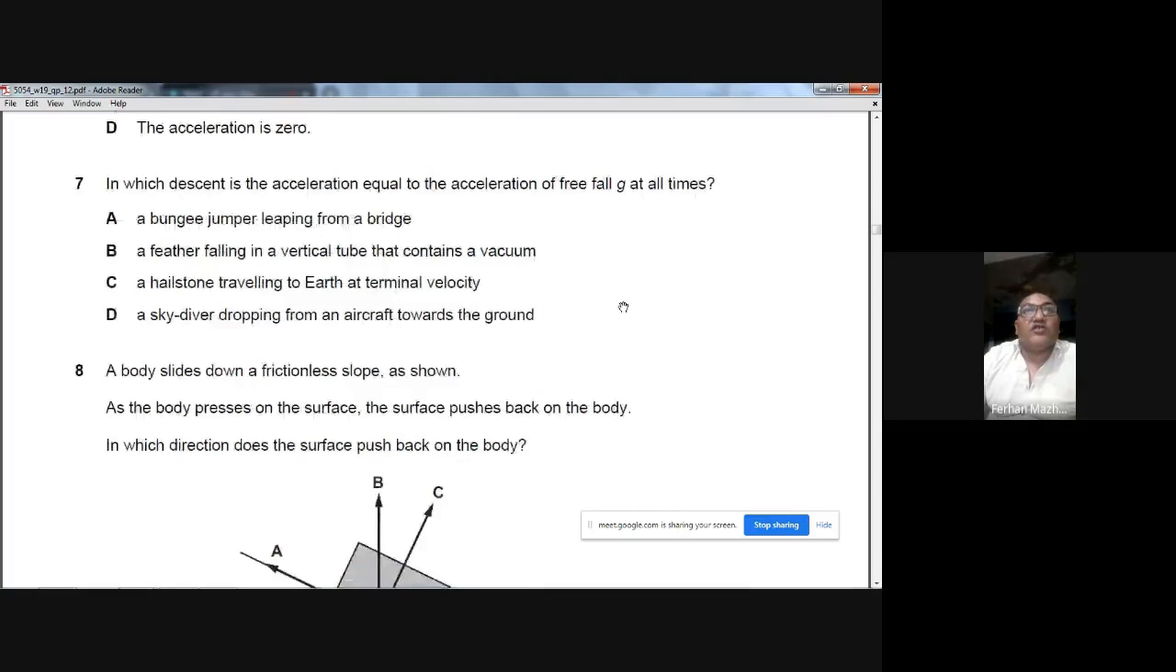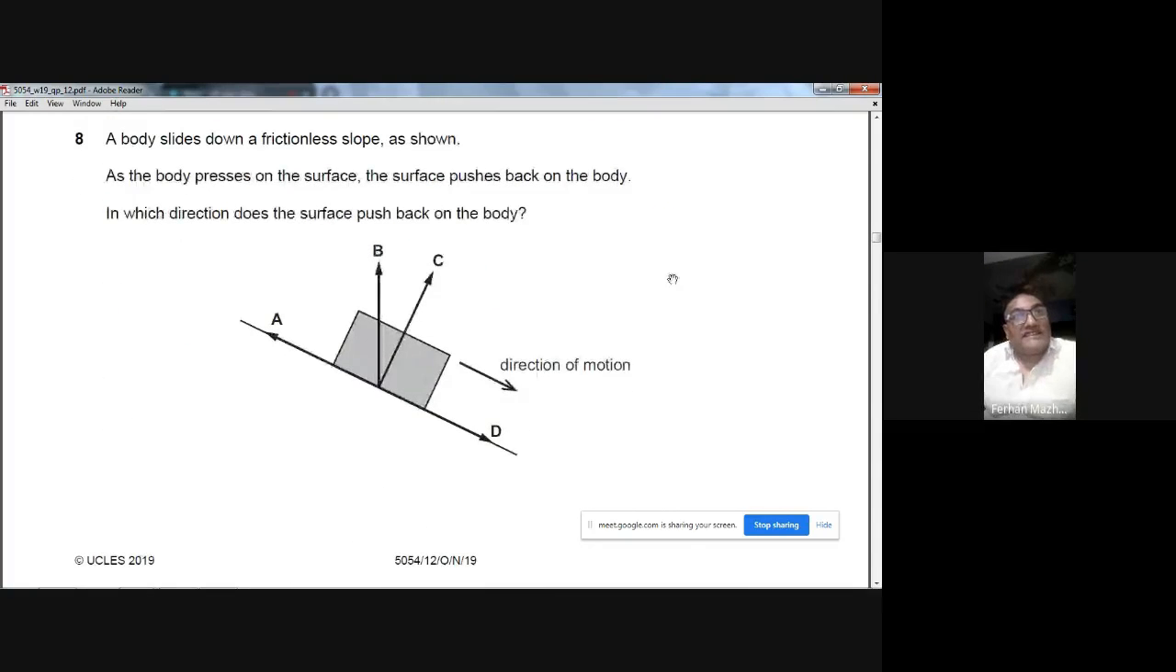Question number 8 on your screen right now. A body slides down a frictionless slope as shown. As the body presses on the surface, the surface pushes back on the body. In which direction does the surface push back on the body? He's talking about the normal reaction of the surface.